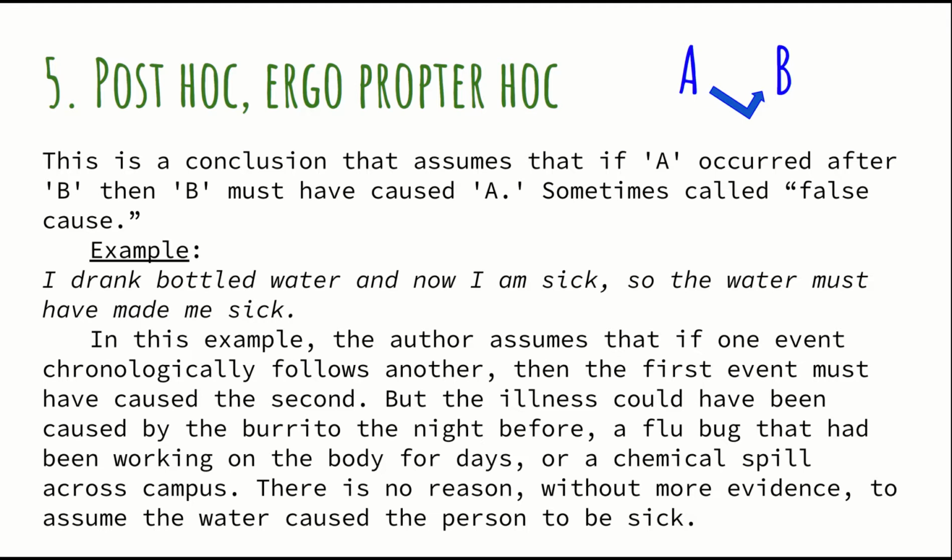I drank bottled water and now I am sick, so the water must have made me sick. In this example, the author assumes that if one event chronologically follows another, then the first event must have caused the second. But the illness could have been caused by a bad burrito you ate the night before, a flu bug that has been building up in your body for a few days, or a chemical spill across the school campus. There's no reason, without more evidence, more proof, to assume that it's drinking the water that caused the person to be sick. So just because the sickness occurred after the water, it doesn't mean those two are directly connected. It doesn't mean the water caused the sickness.